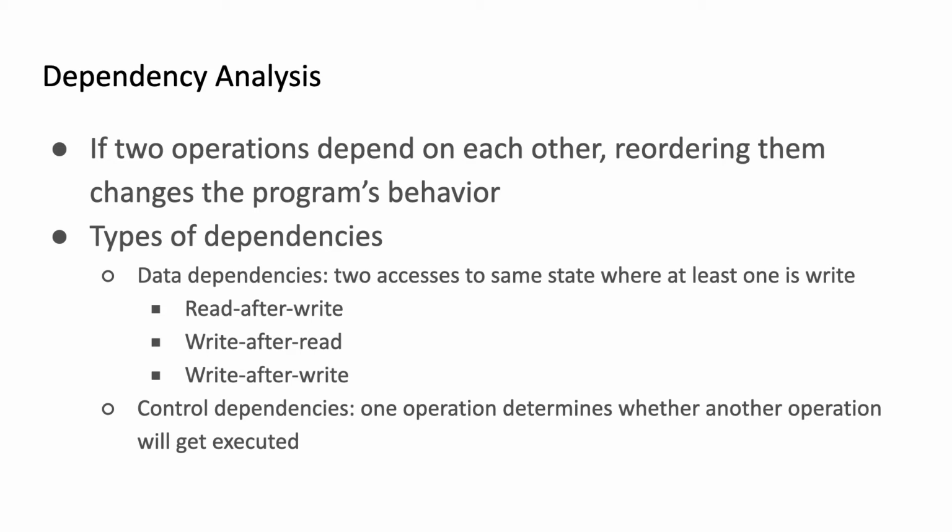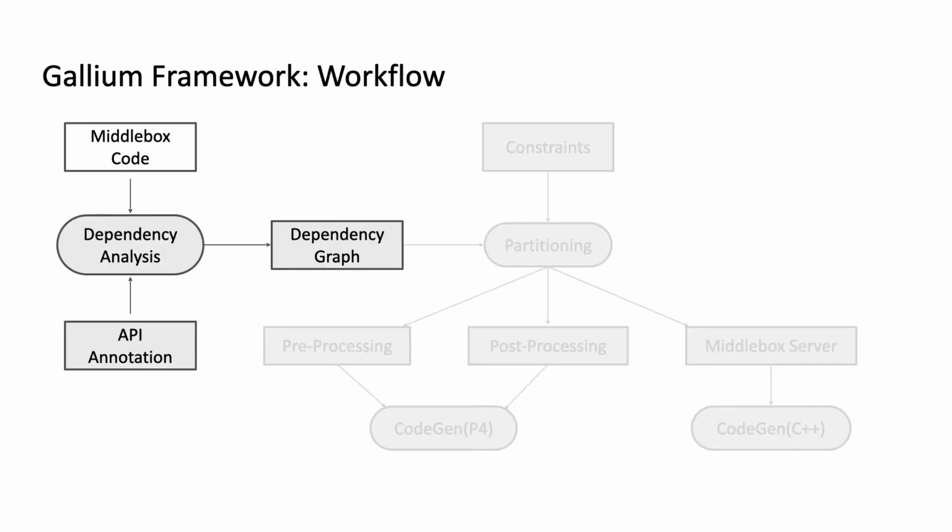In Gallium, we mainly consider two types of dependencies. The first one is data dependency, where two operations access the same state and one of them is a write operation. This includes cases such as read after write, write after read, and write after write. The second type of dependency is control dependency, where the result of one operation determines whether the other operation will get executed. A good example of this is the computation of a conditional variable that will be used later in the branch. After performing the dependency analysis, Gallium will generate a dependency graph, which is a directed graph of operations. This dependency graph will then be used in the partitioning process.